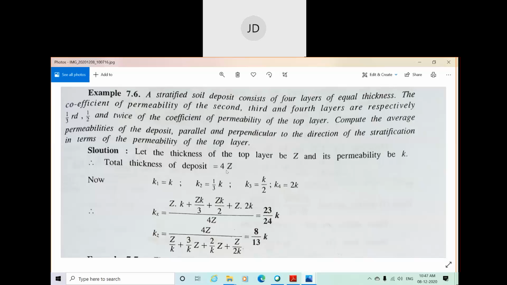Now as per our second condition, about the coefficient of permeability, let's say, wait, someone is waiting in the lobby.